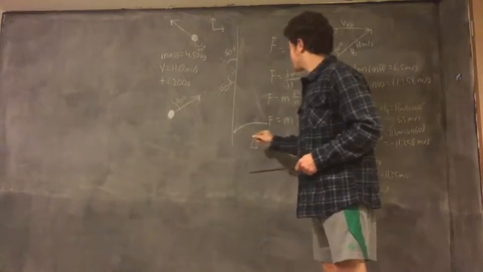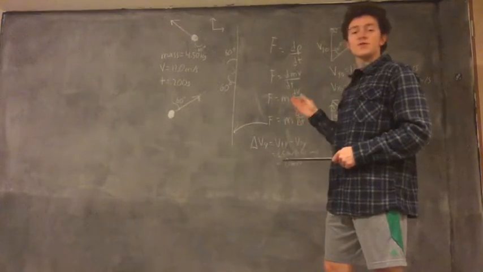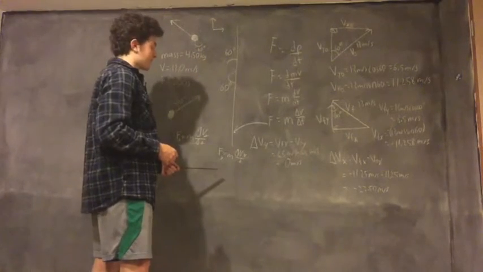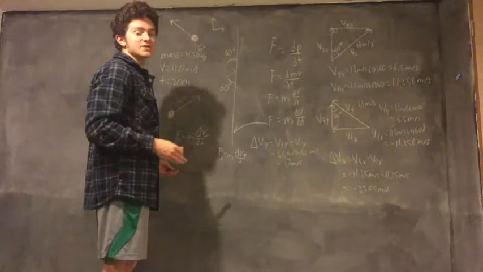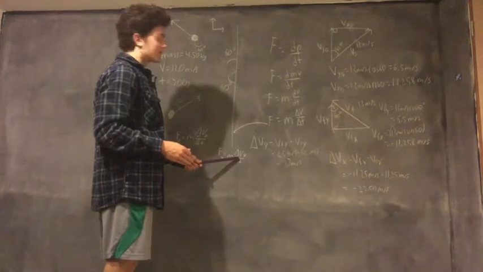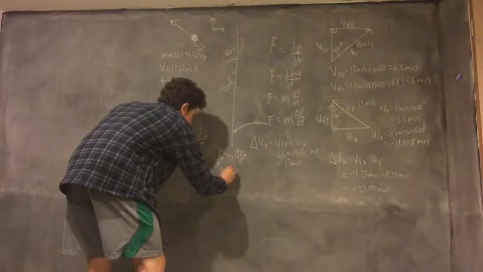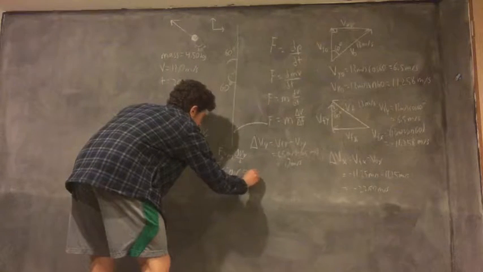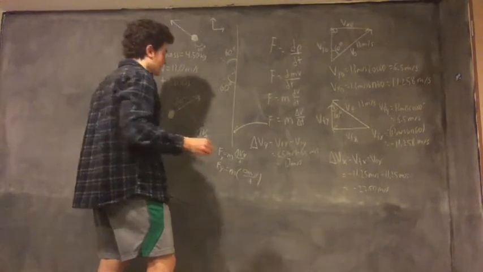So using this equation that we have for force, mass times the change in velocity over the change in time, we can get directional specific equations. Let's start with the force in the y direction. So the force in the y direction is equal to the mass times the change in the vertical velocity over the time. But we know that the change in the vertical velocity is 0. Therefore, the total force exerted in the vertical direction is 0.